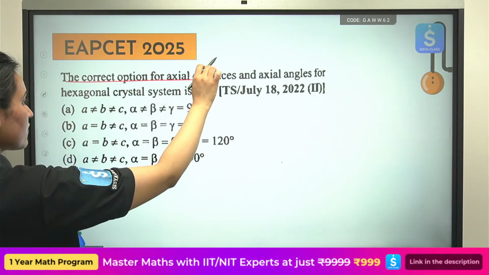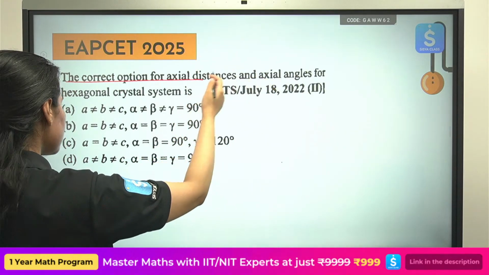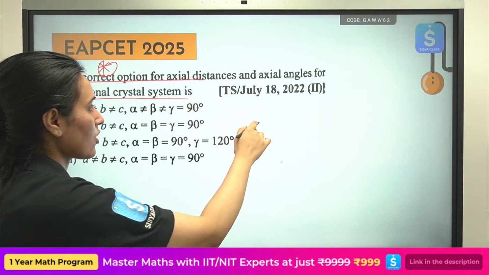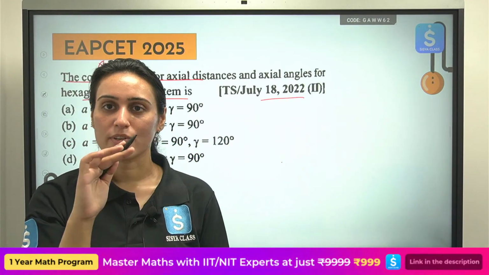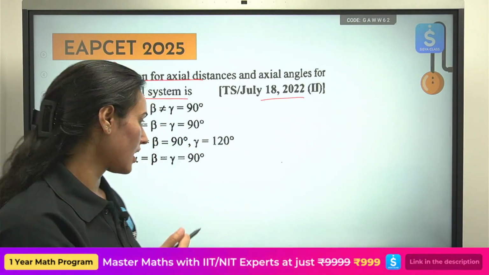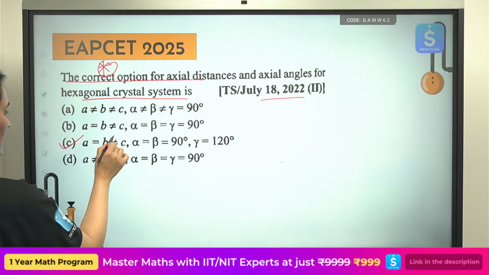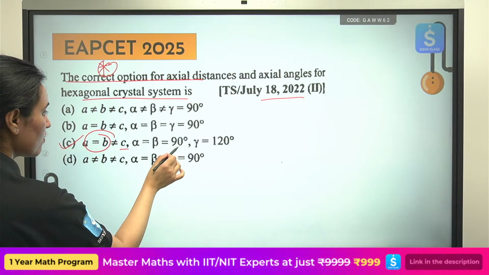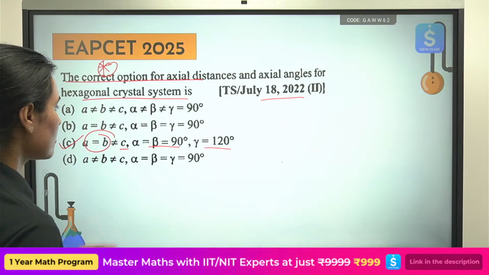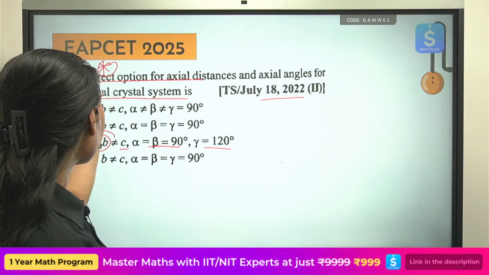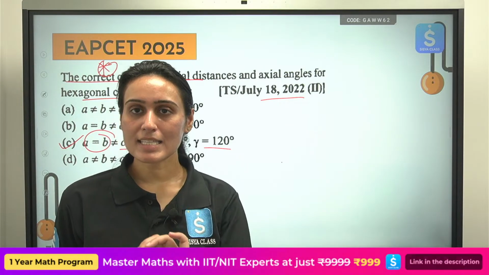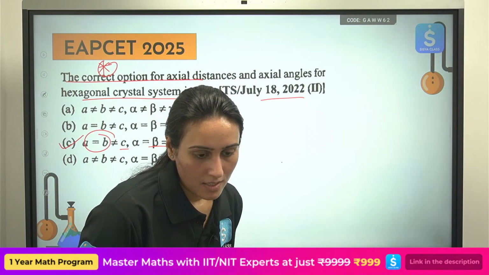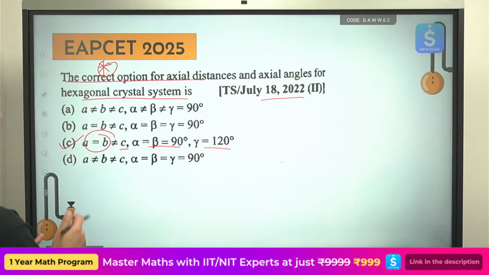The correct option for axial distances and axial angles for the hexagonal crystal system. I told you they can ask you a question directly. So if you have learned that table, you can answer this. You have 2 axial lengths same, third one different, 2 bond angles same, and third one is 120. So option C correctly represents the hexagonal crystal system. All right. See the next question.